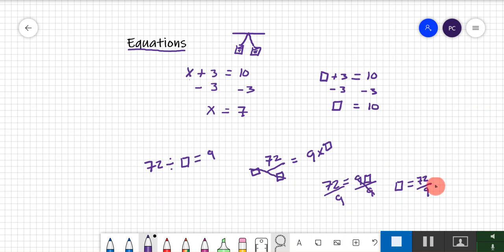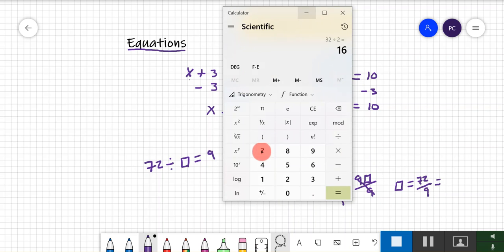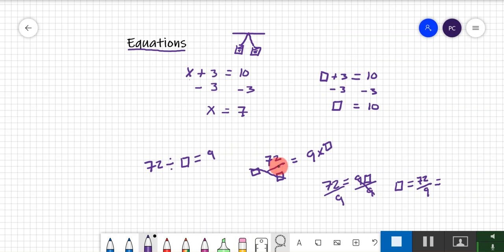divided by 9, which is equal to 72. So let's cancel this out. So 72 divided by 9, which is equal to 8. Okay, so it's equal to 8.